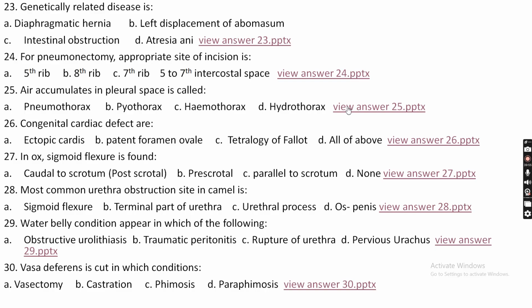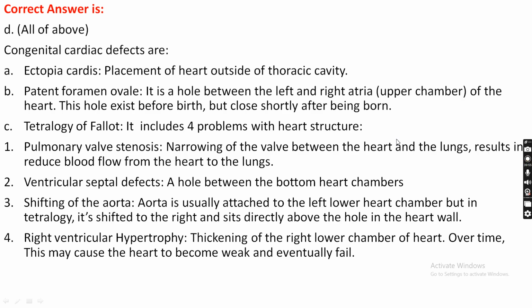Okay. Question number 26. Congenital cardiac defects are: option A, ectopia cordis; option B, patent foramen ovale; option C, tetralogy of Fallot; option D, all of the above. The right answer is option D, that is all of the above. Okay. Congenital cardiac defects include ectopia cordis. Ectopia means the heart is present outside the thoracic cavity.